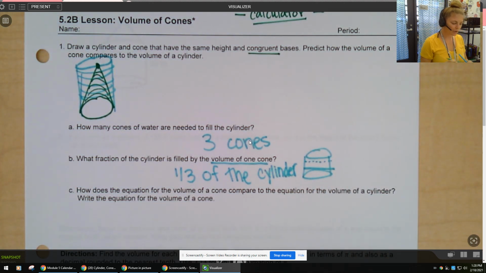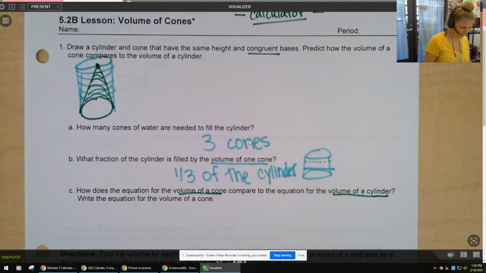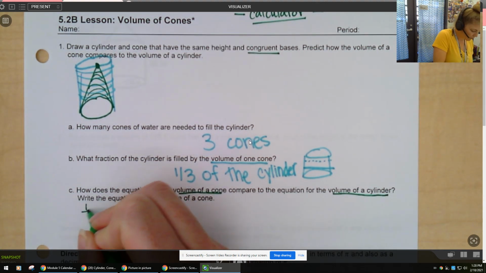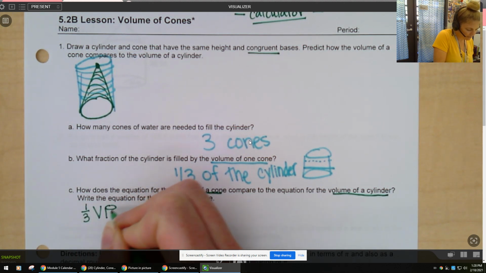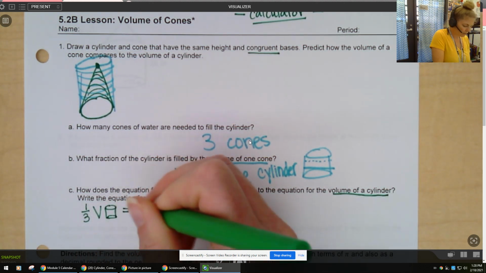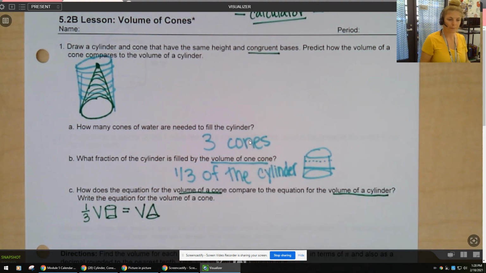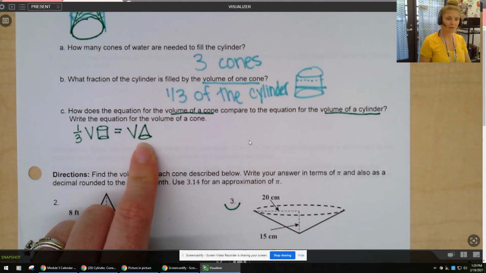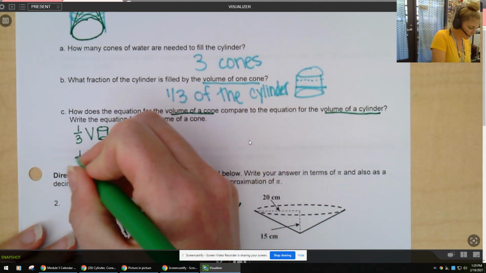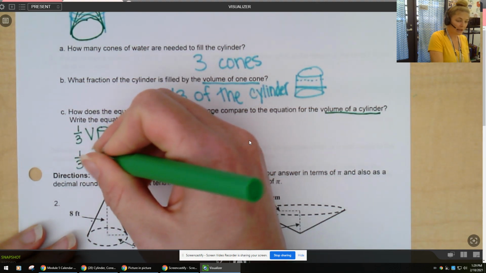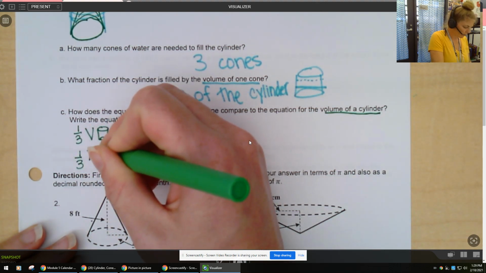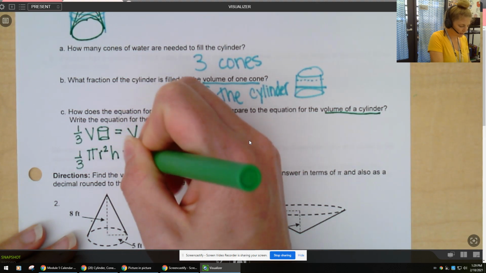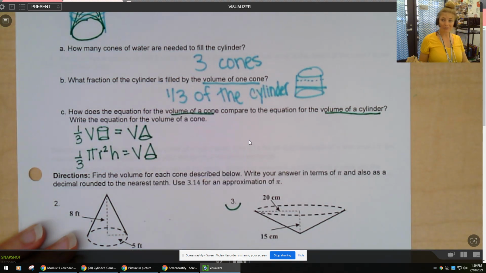Okay, so how does the equation for the volume of a cone compare to the equation for the volume of a cylinder? Well, we know that 1/3 the volume of the cylinder is going to be equal to the volume of the cone. Let's use some of our substitution powers to figure out and derive the equation for the volume of a cone. Well, 1/3 the volume of any cylinder is the area of the base, which is pi r squared, times the height. So we just found the volume of a cone, you guys.